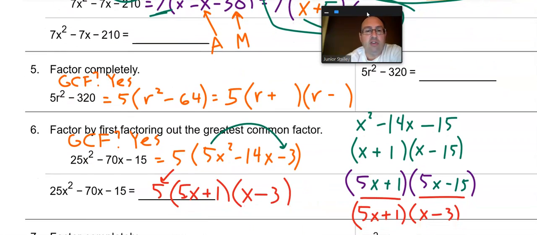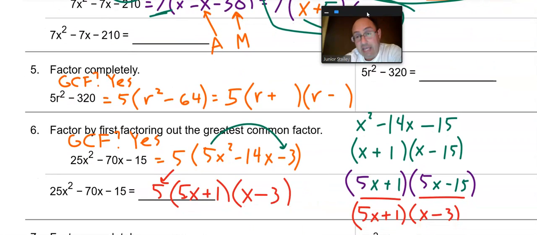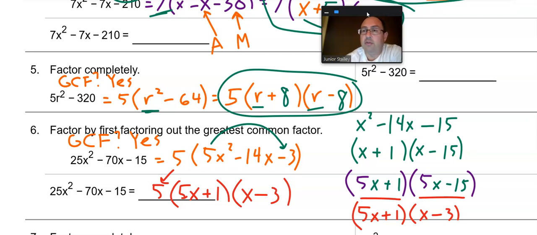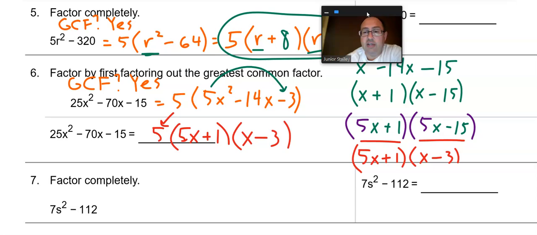When you get down to question 5, does it have a GCF? Yes. It's a 5. You pull it out. Well, that's a difference of perfect squares, remember? So they take the square root. You got r and r. And then, of course, they need to multiply it to a negative number. In this case, -64. So 1's plus, 1's minus. And they have to add up to 0 because there's no middle term. Of course, it's 8 and 8. Right. There's your final. Question 6.